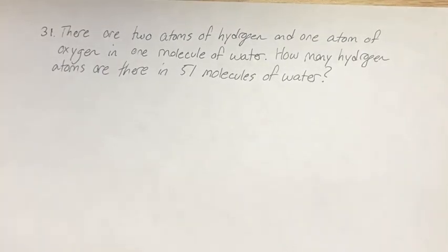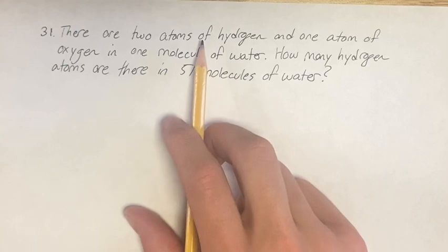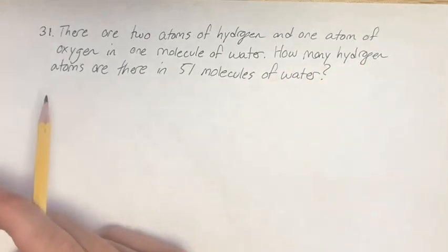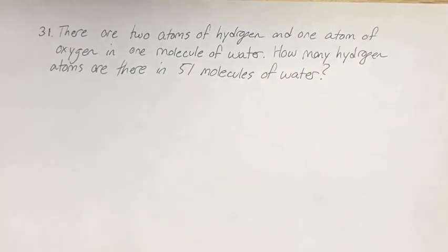In this problem, we're told there are 2 atoms of hydrogen and 1 atom of oxygen in 1 molecule of water. And we're asked, given this information, how many hydrogen atoms are there in 51 molecules of water?